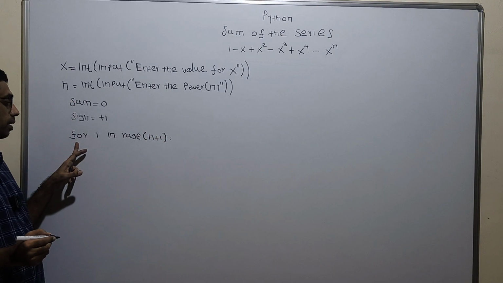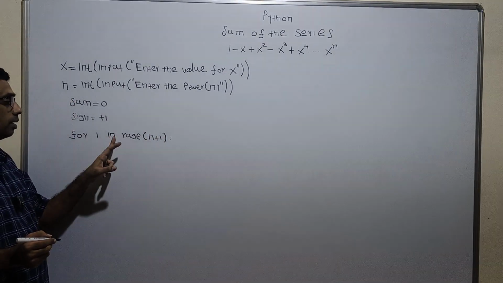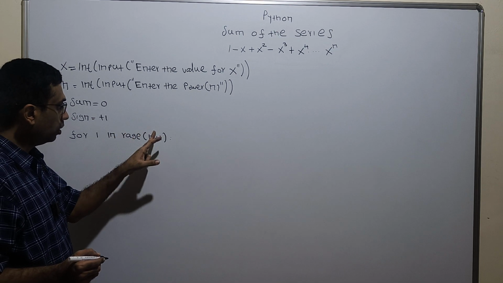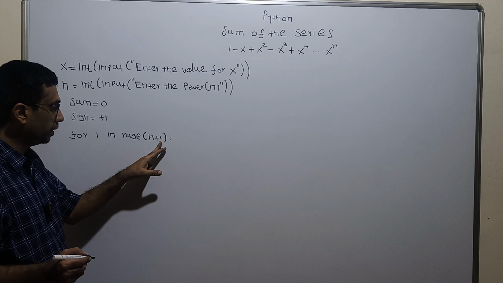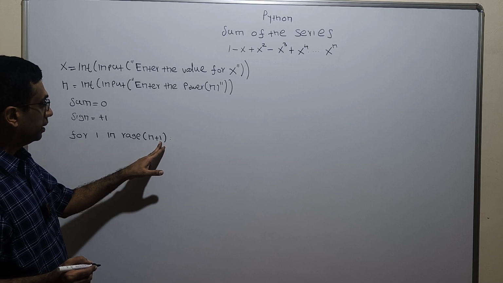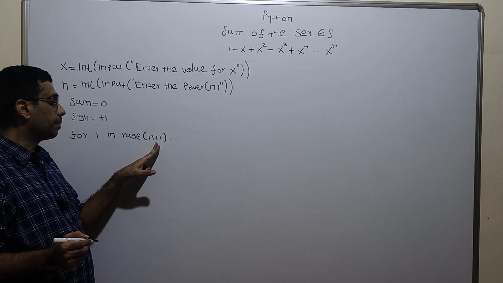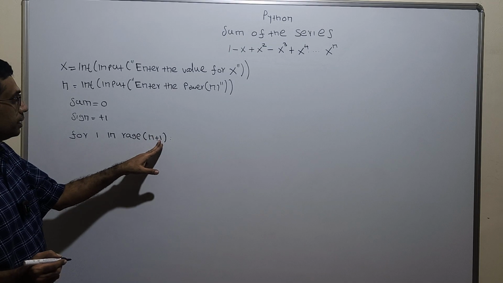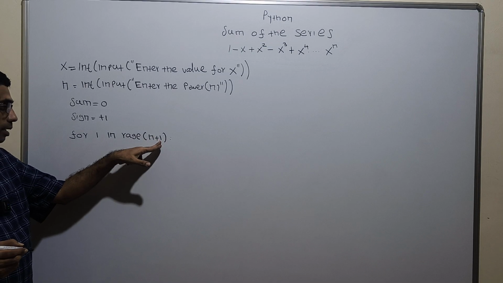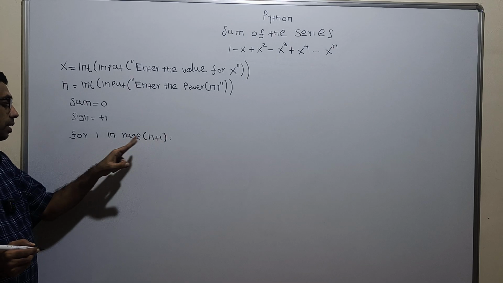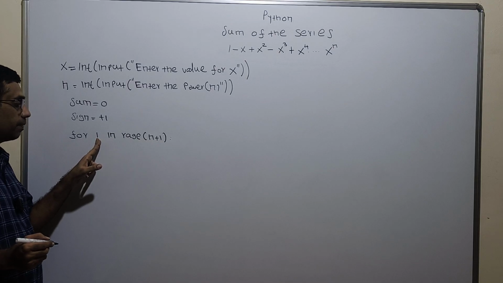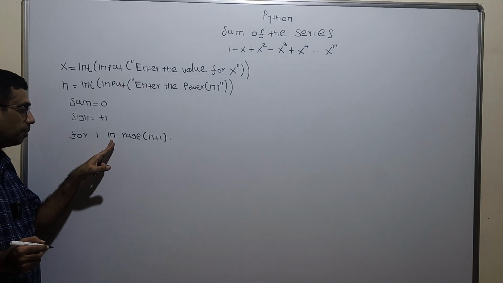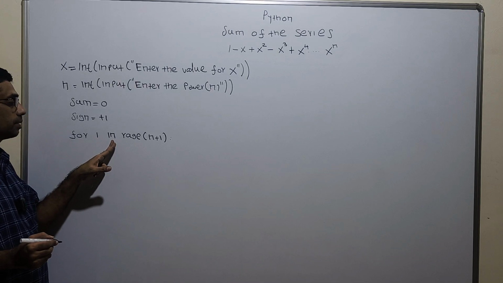For is the keyword for the for loop. i is a loop variable. The range function will generate a list from 0 to n. If I give n plus 1, it will generate a list up to n. If I give n, it will generate a list up to n minus 1. Now I am giving n plus 1, so a list from 0 to n will get generated. The loop variable will take the values one by one from the list in each iteration. The in operator helps this purpose.